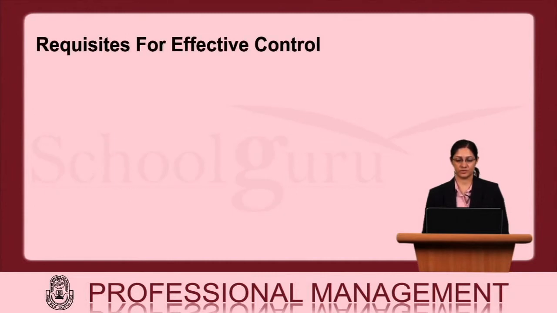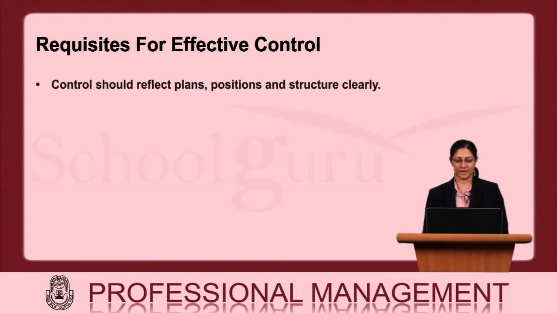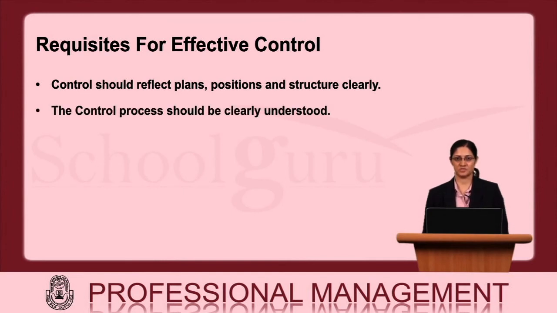Requisites for effective control. A control should reflect the plans. Unless the plans are reflected in the control systems, what is it that we are going to assess with? The control process should be clearly understood by the person so that he can identify what exactly he has to measure and compare and assess and evaluate the corrective actions for. Control measures should be cost effective because when a control system or a control operation is implemented, it is consuming resources, energy and time of an organization. So in itself, the system should be cost effective.